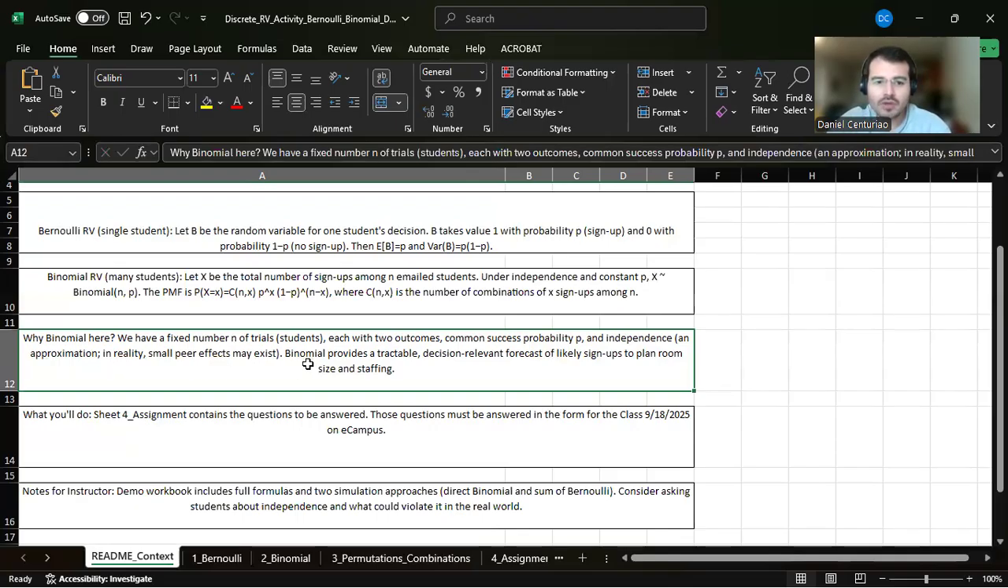This will give us a binomial distribution function, which allows us to track the total number of students likely to sign up and then forecast how many seats we need, or what size room we need for our section. So this is the general explanation for the problem. What I want you to do is go through each one of the sheets here. I'm going to show you some of them.